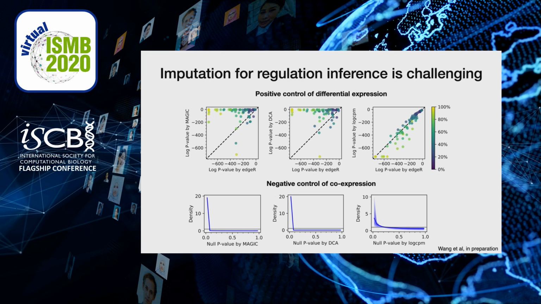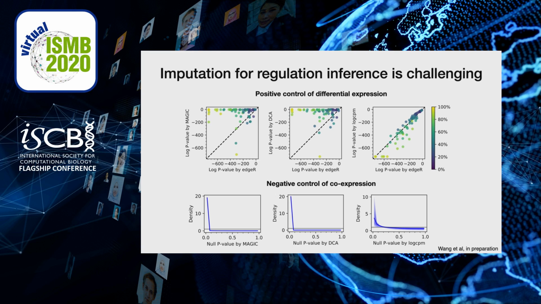In this case, we started without any co-expression, and then we imputed the expressions from the simulated UMI reads with MAGIC or DCA, or we normalized them with log CPM. This turns out to be an even more difficult question, because when you are supposed to see a uniform distribution of p-value, you actually see an enrichment of very small p-values, indicating a false positive by all three methods.